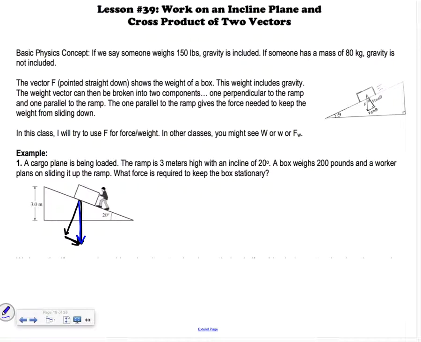It says the one parallel to the ramp gives the force needed to keep the weight from sliding down. So think about a U-Haul ramp. Your box is sitting on the ramp. If it's really, really heavy, it's going to start sliding down the ramp, right? If it's not really heavy, it might just stay right there. So it's asking what force will keep it just staying right there?